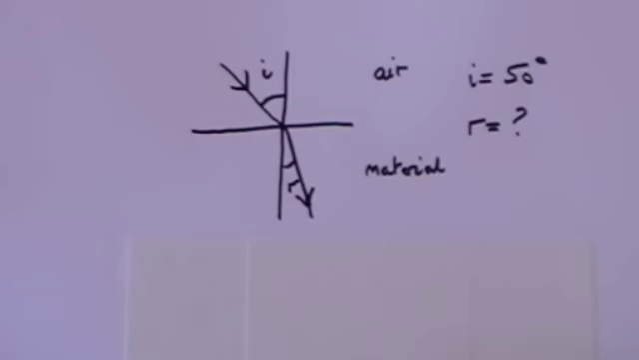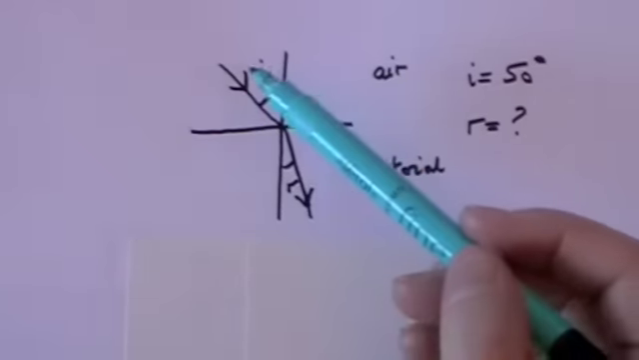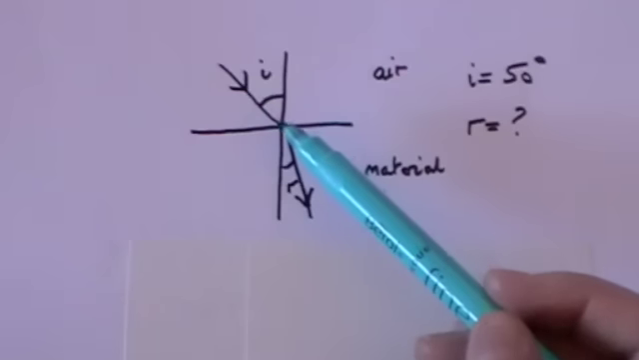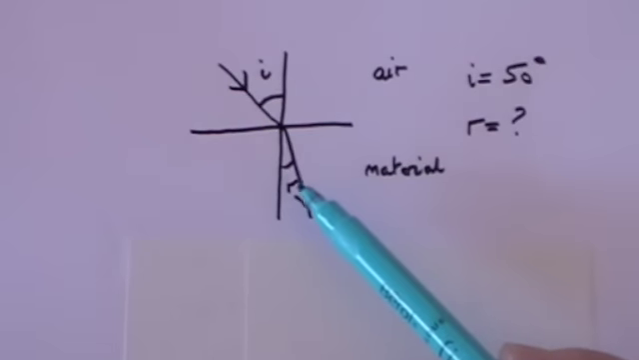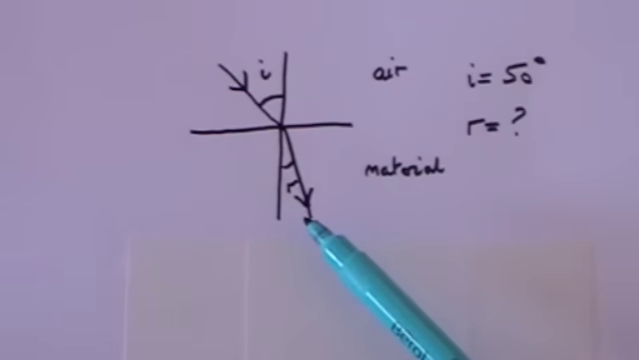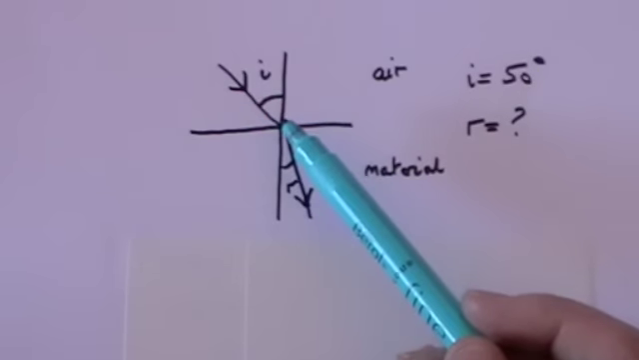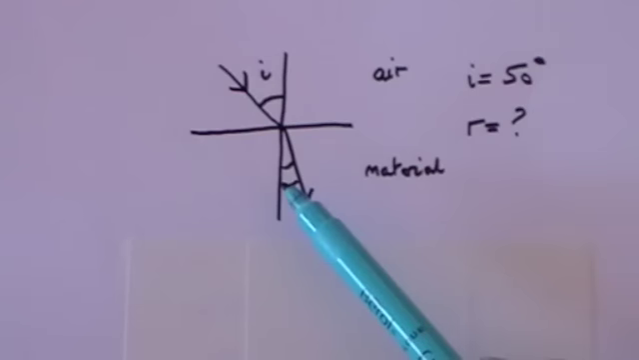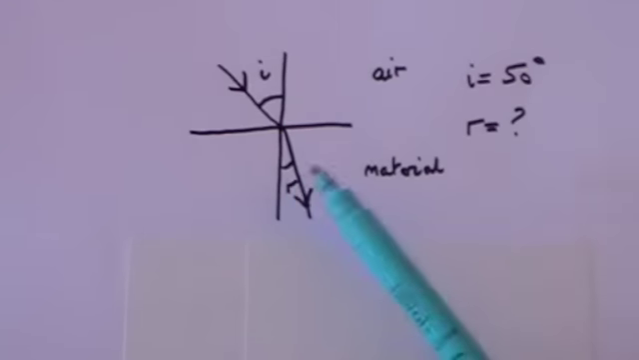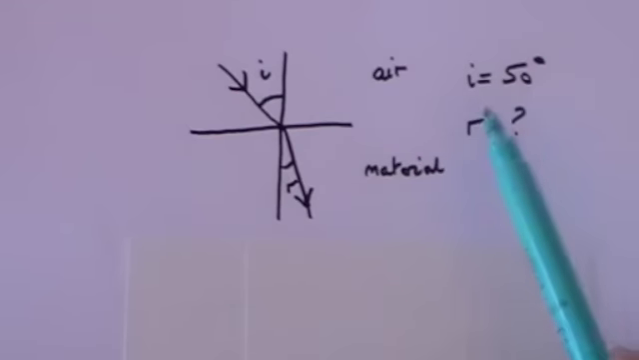Question 2. We're presented with this diagram which shows a ray of light travelling through air and then entering a material which is the same material as for question 1. The angle of incidence to the normal as it enters the material is i. The angle of refraction as it goes into the material is angle r. We are told that i is 50 degrees. We're asked to find r.